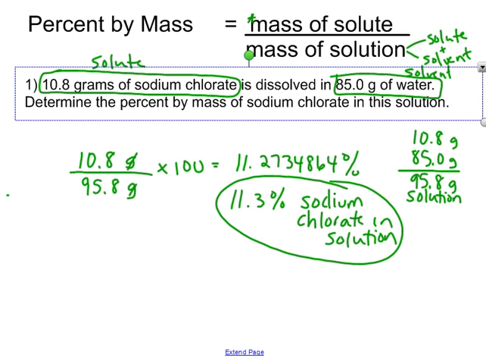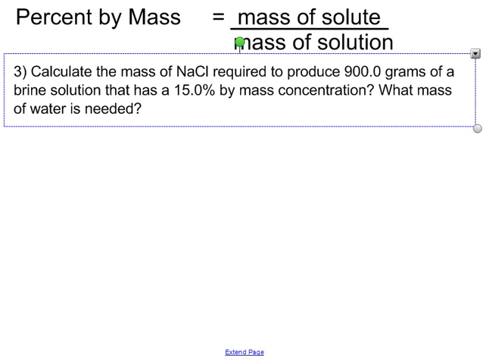All right, I'm going to go ahead and have you skip number 2 for the moment. Flip your page over and let's take a look at problem number 3, which is another percent by mass problem. How do I know it's a percent by mass? Well, if we read this problem, it says calculate the mass of NaCl required to produce 900 grams of a brine solution that has a 15.0% by mass concentration. That little tidbit tells me that this is a percent by mass problem.